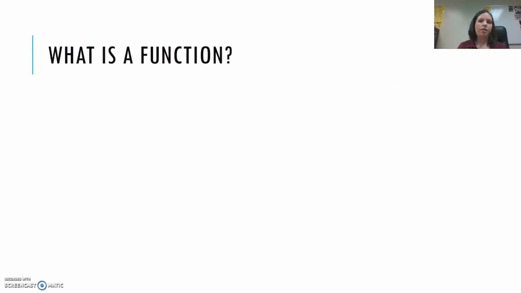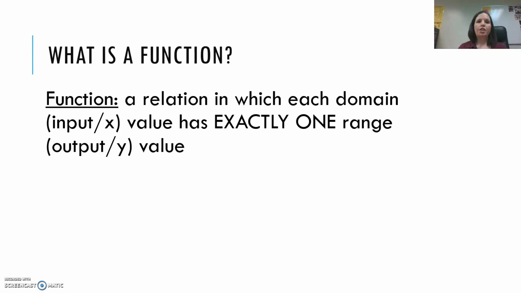What you guys saw in the gizmo is a function is a relation in which each domain value has, and this is the important part, exactly one range value. Every item in the domain, every input has exactly one output. So notice each of those words, input X, output Y. Every one of the domain values has exactly one range value. Every input has one output.